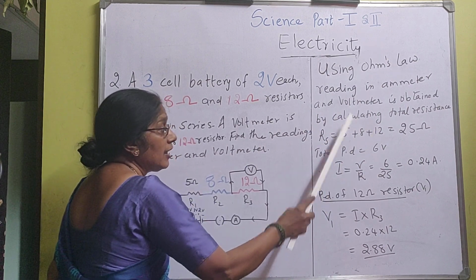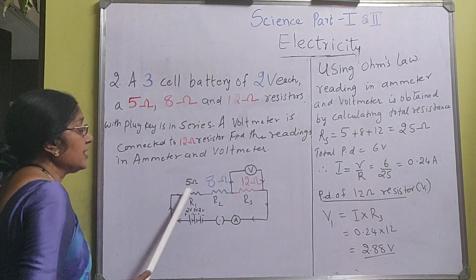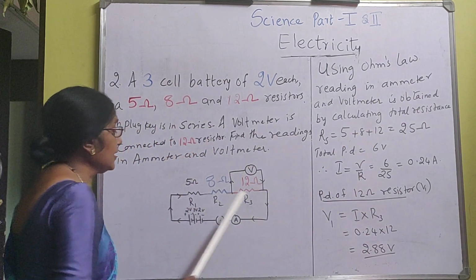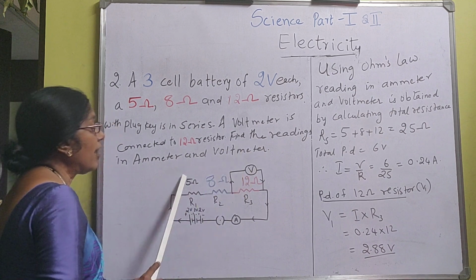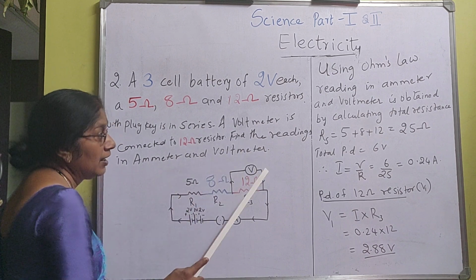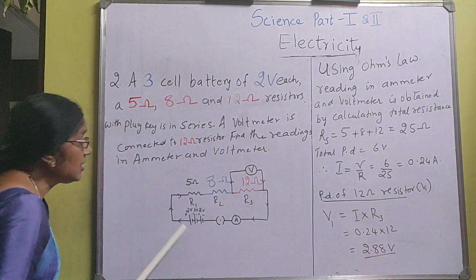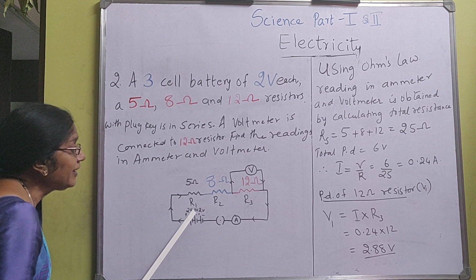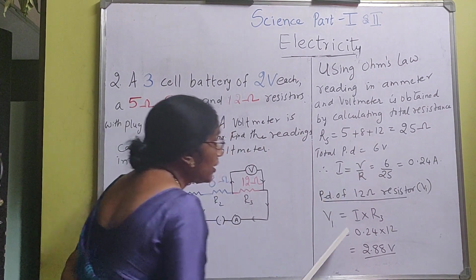First we have to calculate the total resistance. We know that it is connected in series. RS is equal to R1 plus R2 plus R3, that is 5 plus 8 plus 12, that is equal to 25 ohms. The total potential difference is what? 2 volt each cell, 3 cells. So the total potential difference is 6 volt. So let us find out.